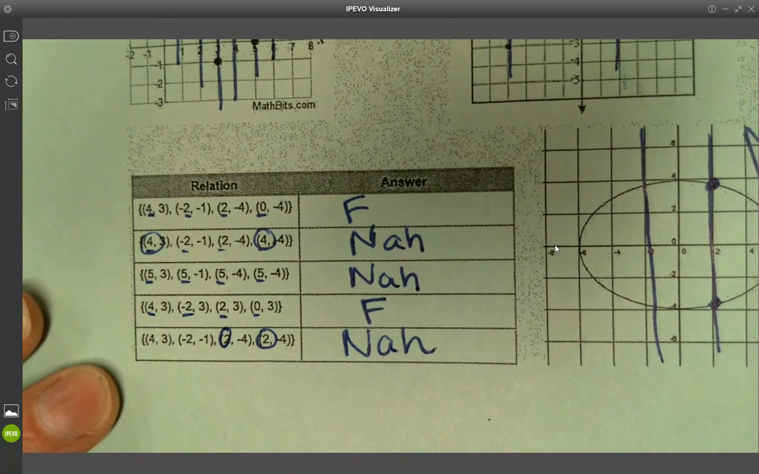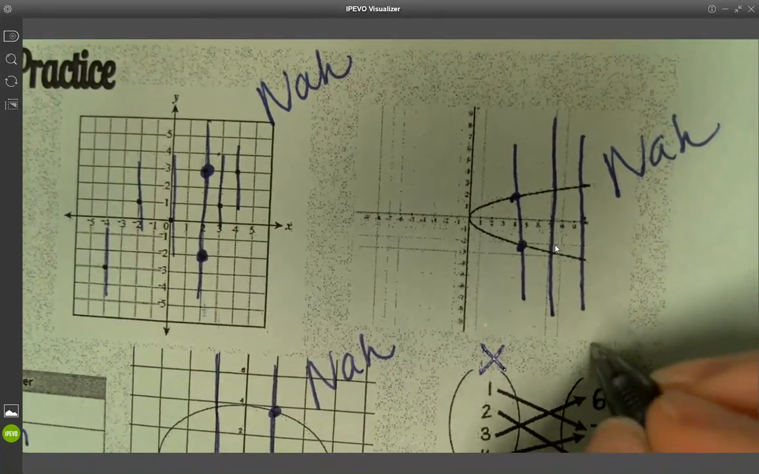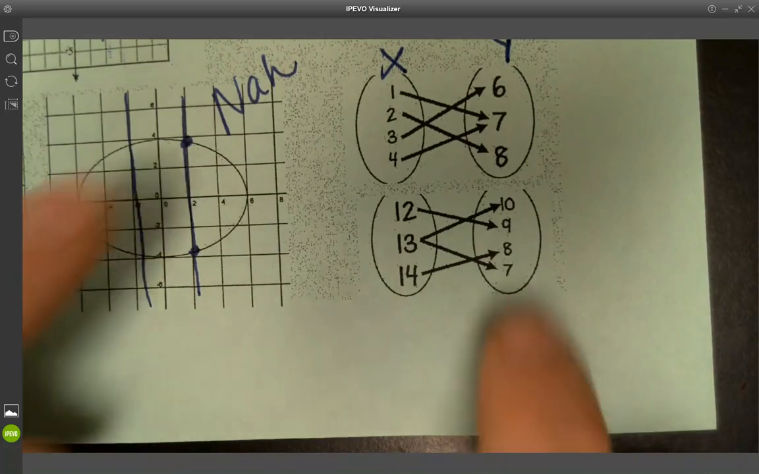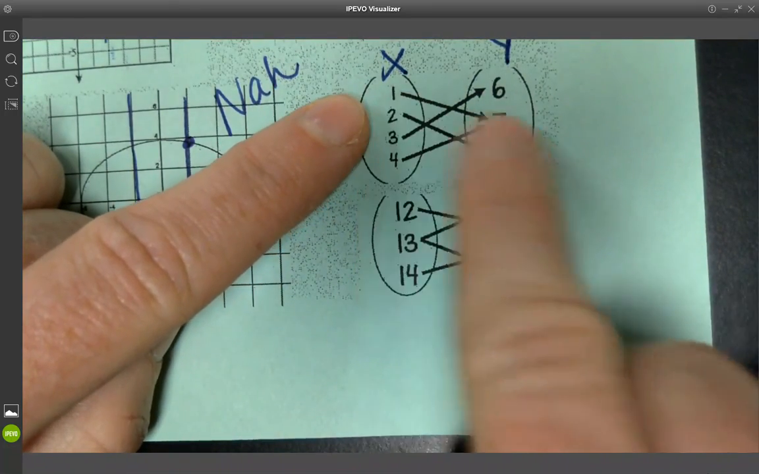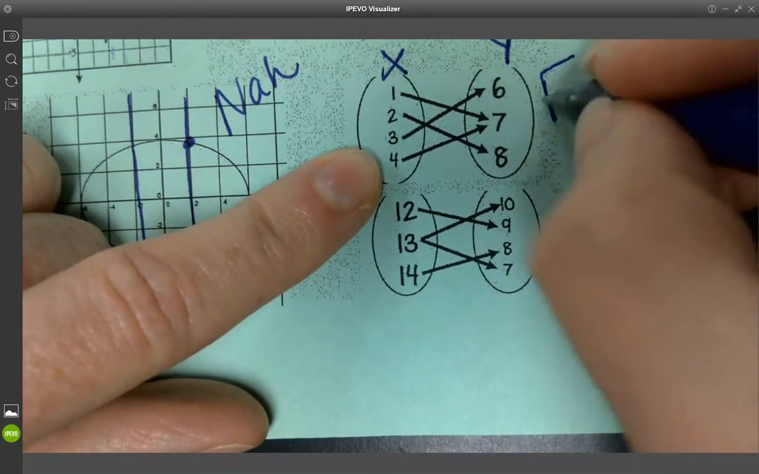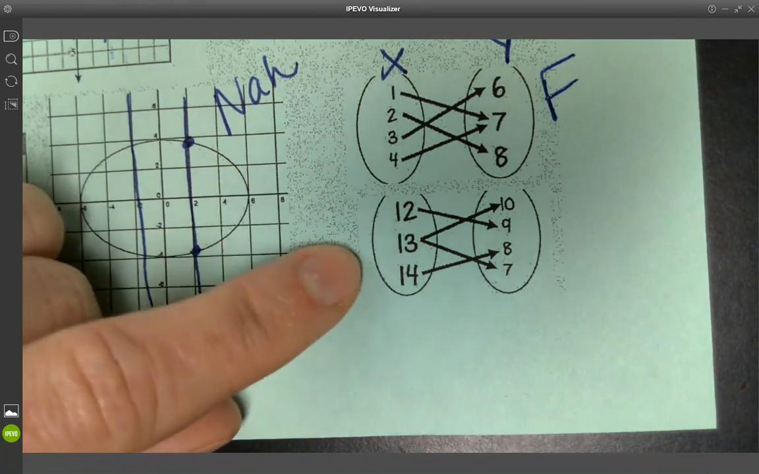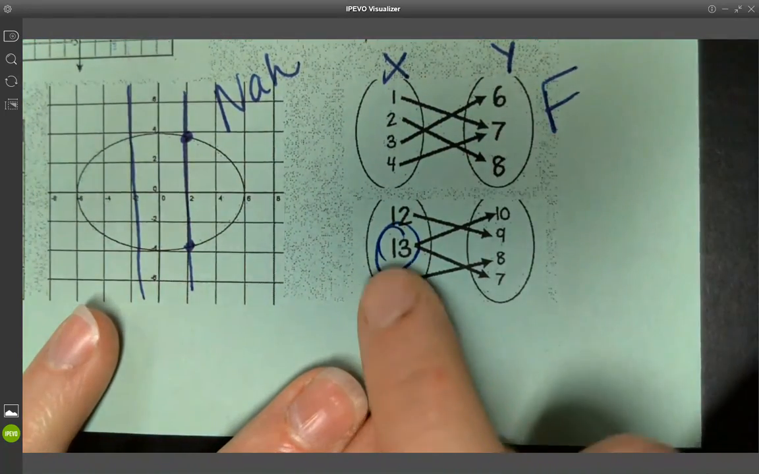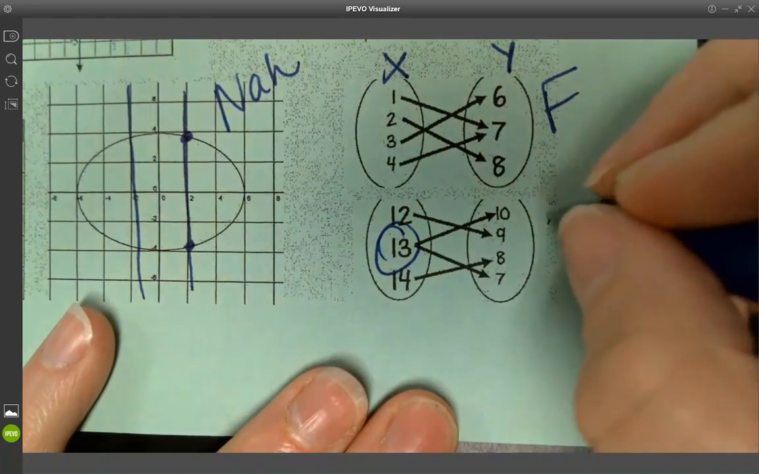Okay, and then our last thing is the mapping. So if one of the inputs, x, goes to 2 locations, then it's not a function. So on this one, see how 1 has 1 arrow, 2 has one arrow, 3 has 1 arrow, 4 has 1 arrow. So it is a function. But the next one, what repeats? 13. Yeah, 13 is going to 10 and to 7, so it's not a function.